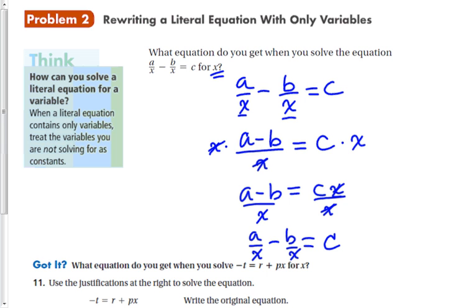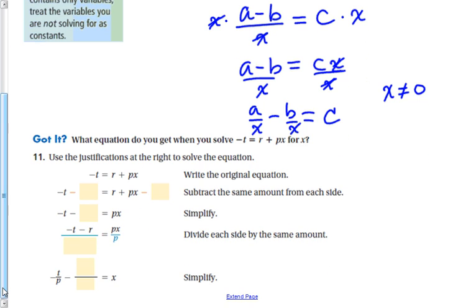And that equals c. One thing I would want to be careful about here, though, is that since I'm dividing by x, x can't be 0. You don't have to note that, but just think about that. You can't divide by 0, but other than that, it should be good. All right, go ahead and you try that, see how you do.